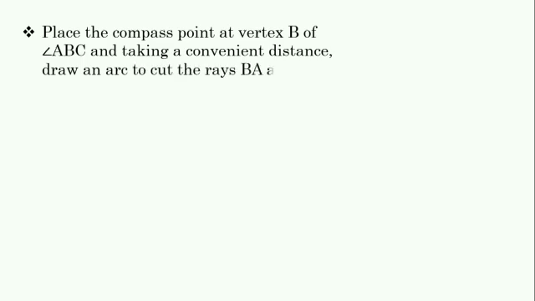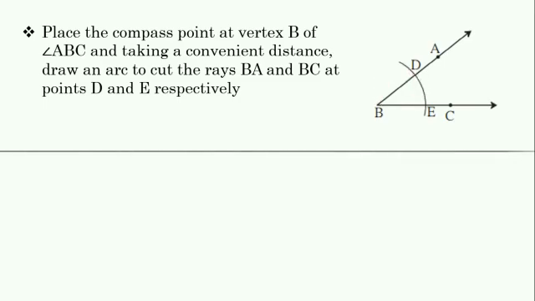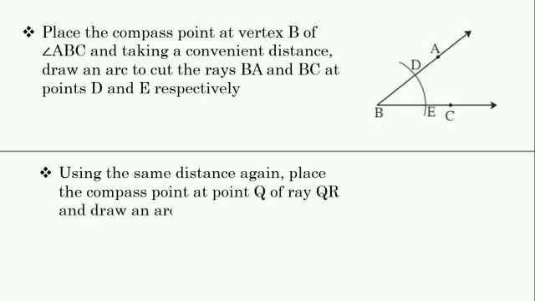Place the compass point at vertex B of angle ABC and taking a convenient distance, draw an arc to cut the rays BA and BC at points D and E respectively. Using the same distance again, place the compass point at point Q of ray QR and draw an arc. Let this arc cut the ray QR at T.